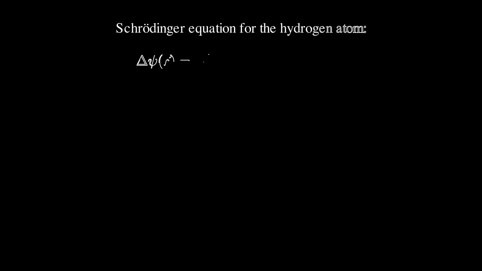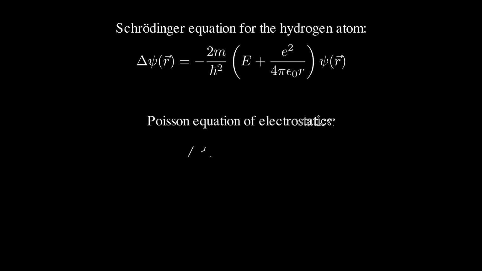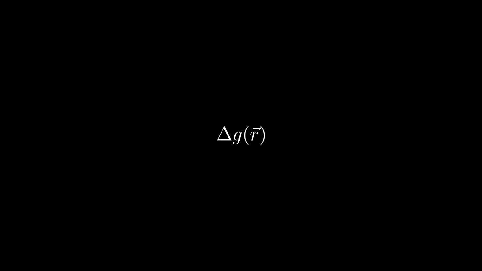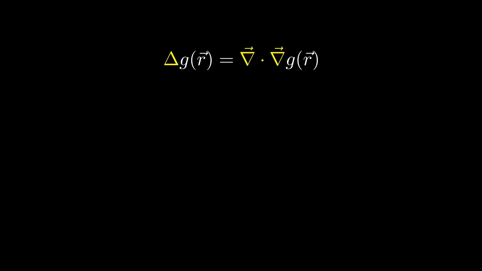Let's have a look at the Schrödinger equation for the hydrogen atom, as well as the Poisson equation for the electrostatic potential and the Newtonian gravitational potential. We don't really have to understand where these equations come from and what they mean, but we can identify something they all have in common. All of them involve the Laplace operator, which can be expressed as the divergence of the gradient.